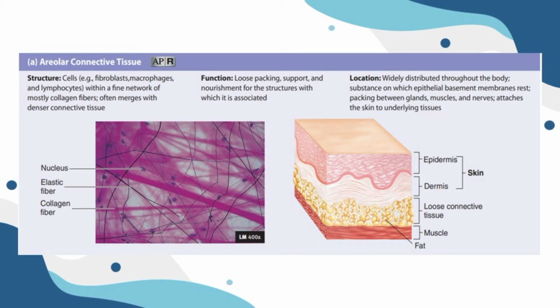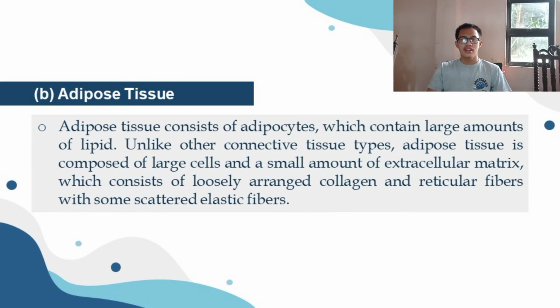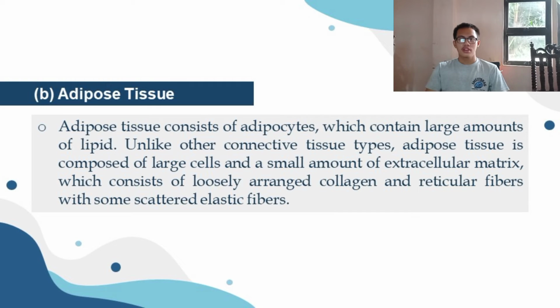It is located at the epithelial basement membrane, and rests as packing between glands, muscles, and nerves, and attaches the skin to underlying tissues. Next is the adipose tissue. It consists of adipocytes, which contain large amounts of lipids or fats.